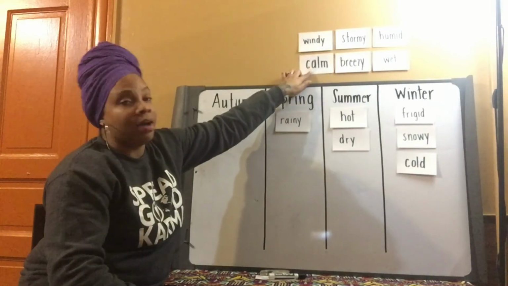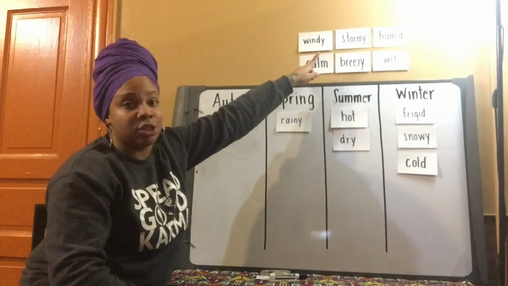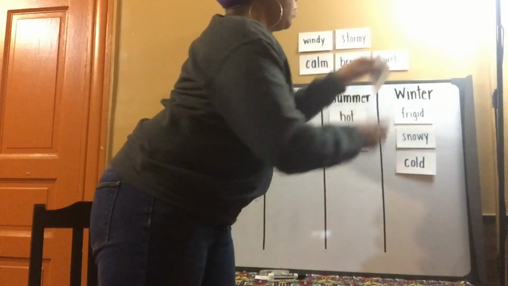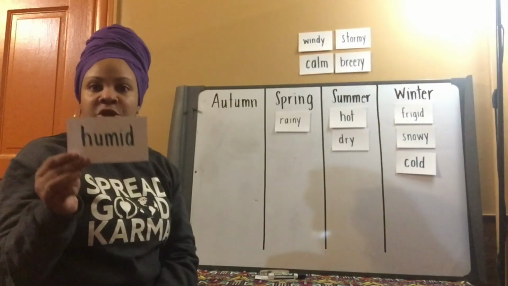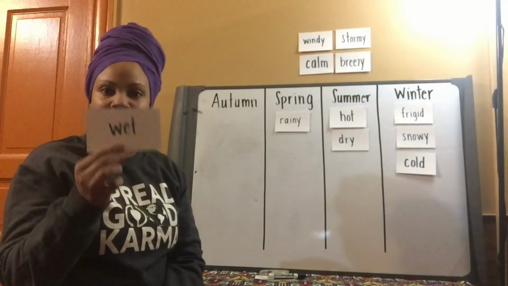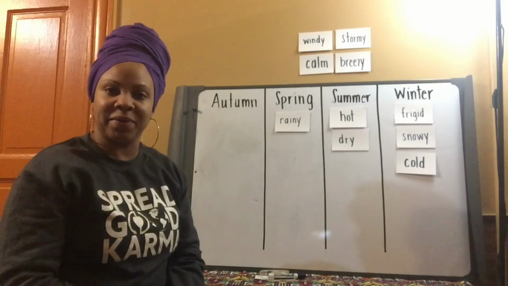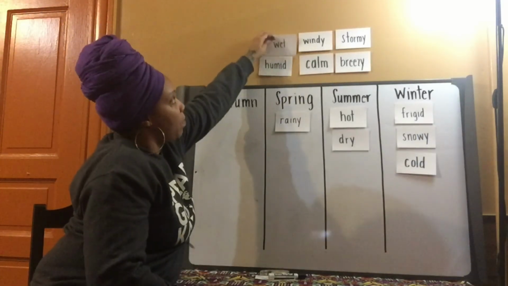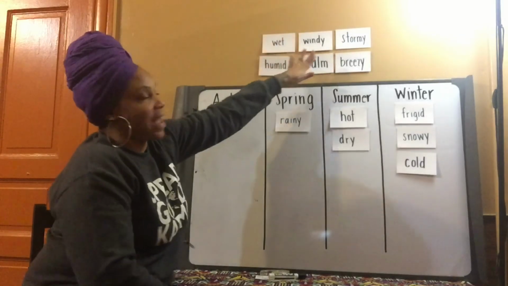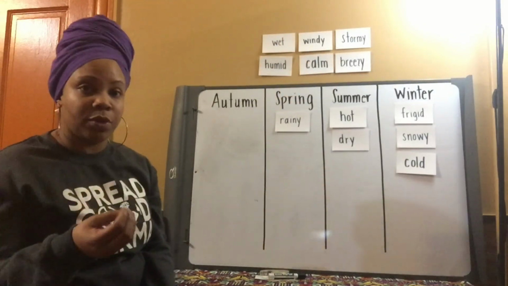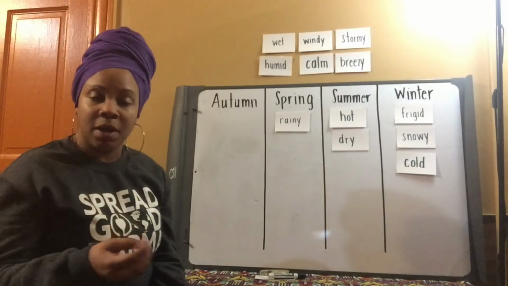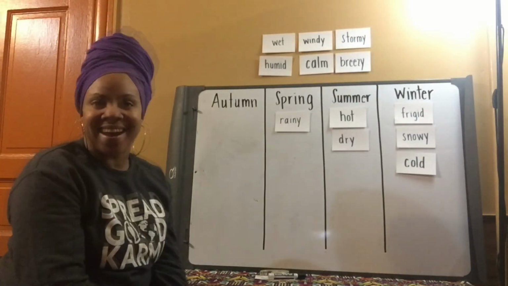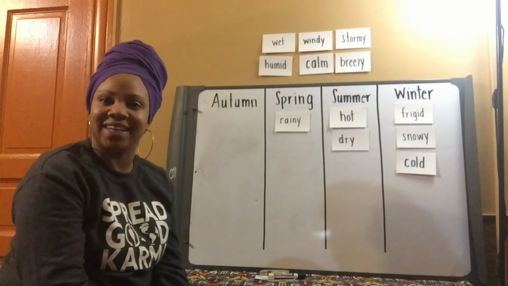Windy, calm, stormy, breezy, humid, and wet. All right, Congo Nation, so I'm going to put these up here, and you can pause the video and write these adjectives in their correct column. If you feel like these adjectives can describe more than one season, then you can put them in more than one column. All right, Congo Nation, so we have come to the end of our lesson.